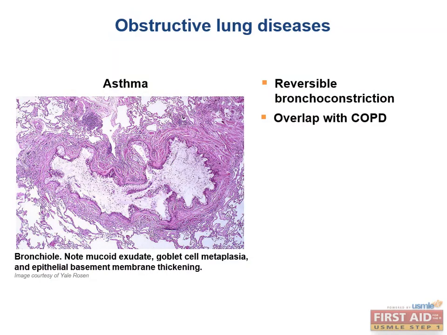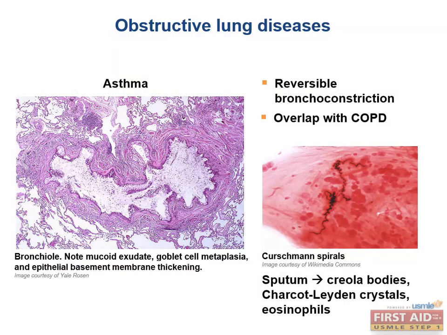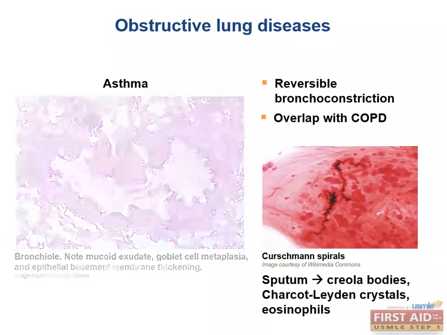The classic pathology associated with asthma is smooth muscle hypertrophy, airway inflammation, and mucus plugging. Curschmann spirals are shed epithelium that is a byproduct of the mucus plugging. You can see the obvious corkscrew shape here. So, if you looked at the sputum of an asthma patient, what else could you see? Well, you might find Creola bodies, Charcot-Leyden crystals, and of course eosinophils, especially in allergic asthma.